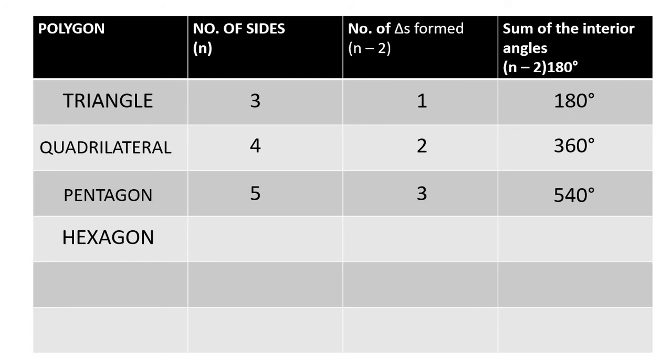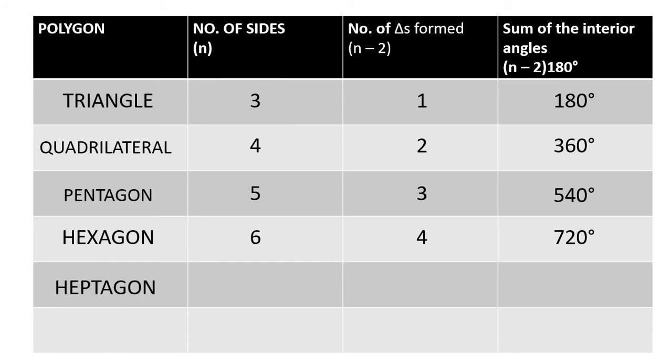Next, we have the hexagon, which has 6 sides. And how many triangles can be formed in a hexagon? 6 minus 2 is equal to 4. And the sum of the interior angles of a hexagon, 6 minus 2 is equal to 4, times 180 degrees is equal to 720 degrees.